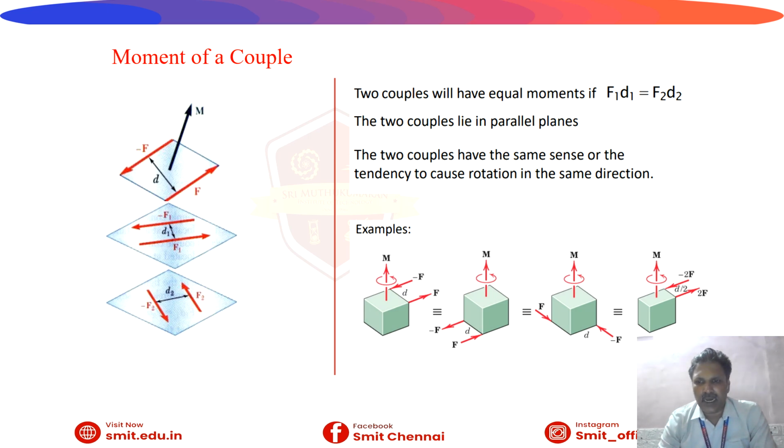Two couples lie in parallel planes. Two couples having the same sense have the tendency to cause rotation in the same direction. Forces acting on two sides will produce a couple, forming a rotary motion to cause a rotation in the same direction. See in the first sketch we can see that F is acting over there, okay. Then again minus F is acting towards the object. Then the moment will create a rotary motion automatically. Here also the same sketch, second diagram. All are similar to one another. Finally, the moment we are getting is a rotational motion. That is important. In all the sketches, about the rotation center point, we will have a rotary motion.